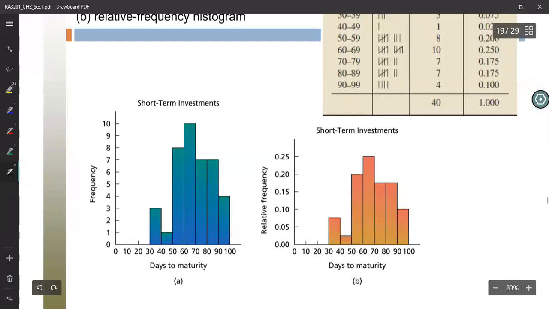Now, if you want, you can draw it like this. Rather than leaving space for all these 0 to 10, 10 to 20, 20 to 30, because there's nothing, what you can do is draw these 2 lines and start 30 here.